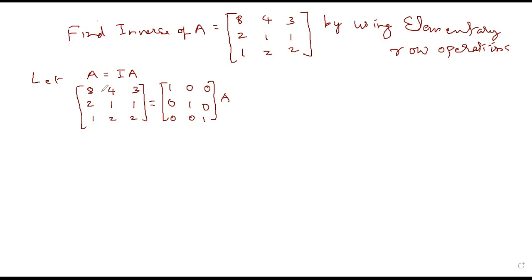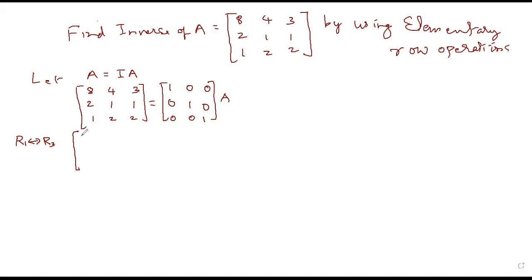For that we will go by a procedure: first we will make 1 here. Here it is 1, so we will make 1 here. How can we make 1 easily by using the three row operations? If we change R1 with R3, if R3 will become R1, then we get 1 here. So first we will interchange R1 with R3 to get 1 in the leading element of the first row.